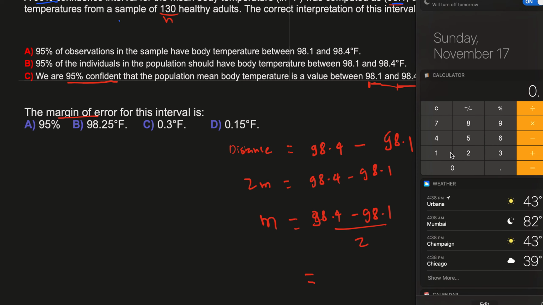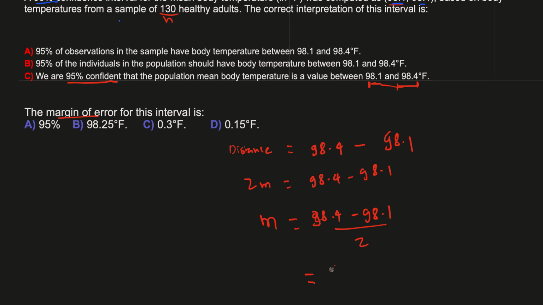0.3 divided by 2, that's 0.15, and that's why this is the correct answer.